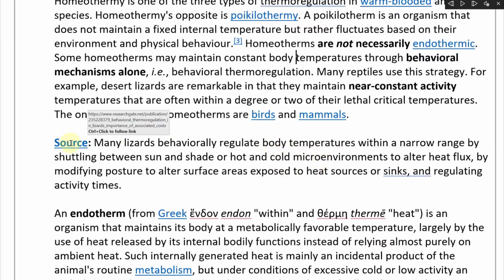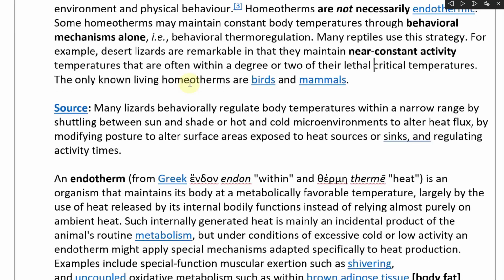So here's this. I got this from researchgate.net. Just here's a write-up on it. Many lizards behaviorally regulate body temperatures within a narrow range by shuttling or moving around between sun and shade or hot and cold microenvironments to alter heat flux, by modifying posture to alter surface areas exposed to heat sources or sinks, and regulating activity time, so when they actually do stuff. They can do this within a very small range of temperatures, often within a degree or two of their lethal critical temperatures, where it's either too hot or too cold, which is quite fascinating.